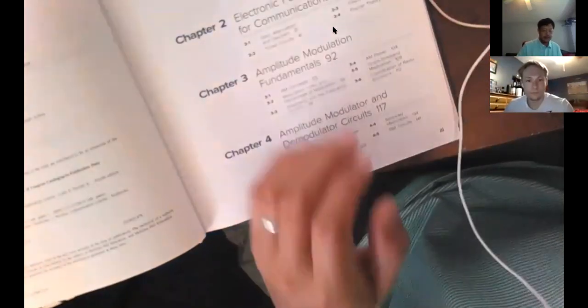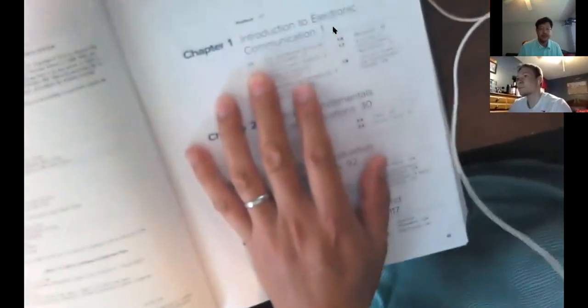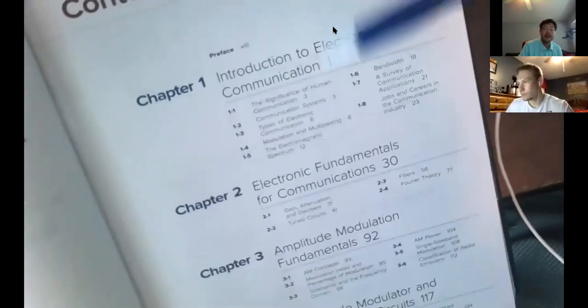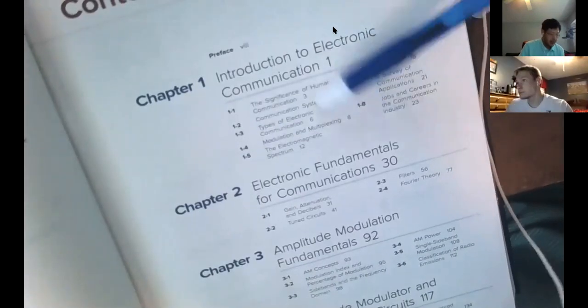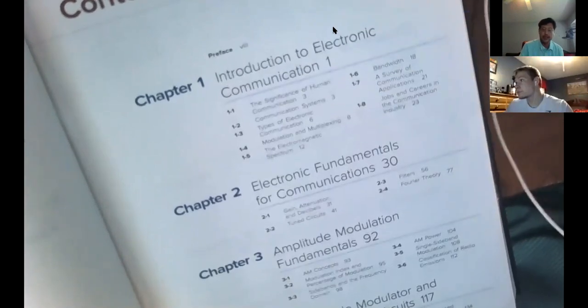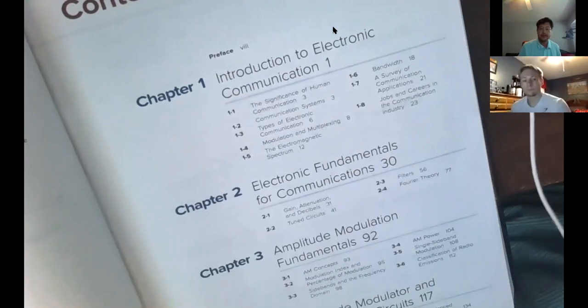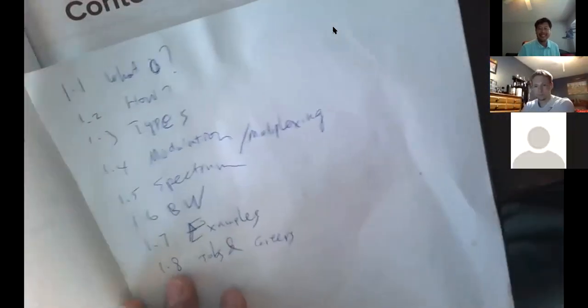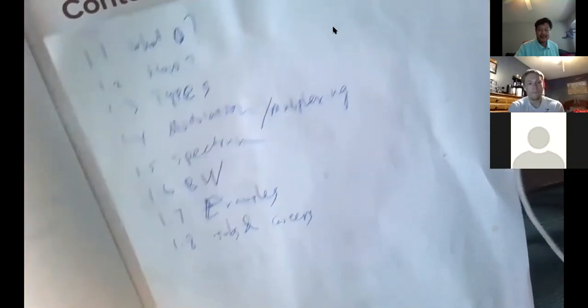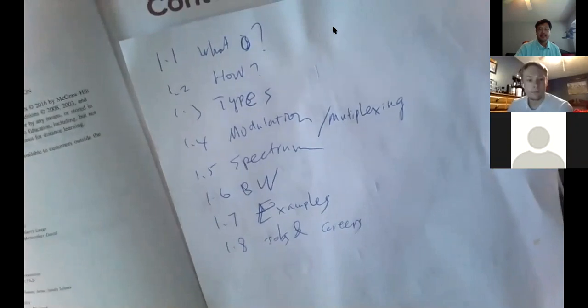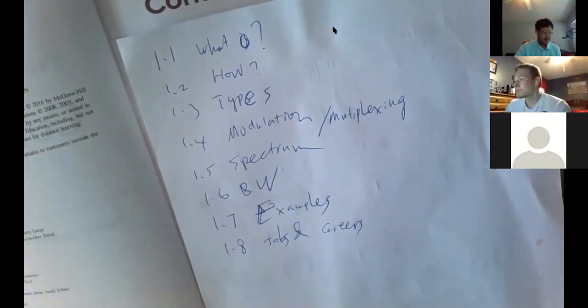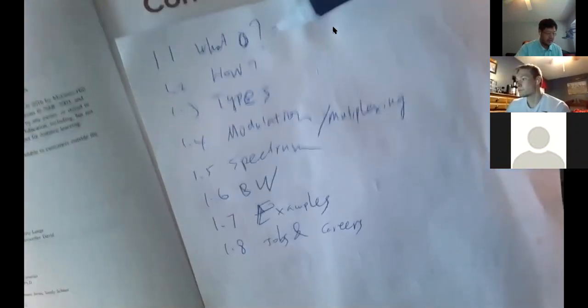So today we're going to start at the beginning. That's chapter 1, Introduction to Electronic Communication. Chapter 1, we have 8 topics. So today, that's what I plan to do. These are the 8 topics we're going to cover today.